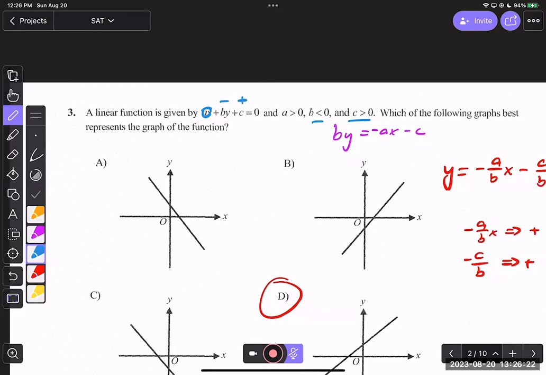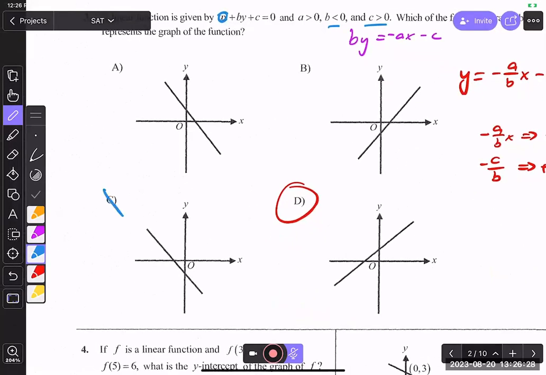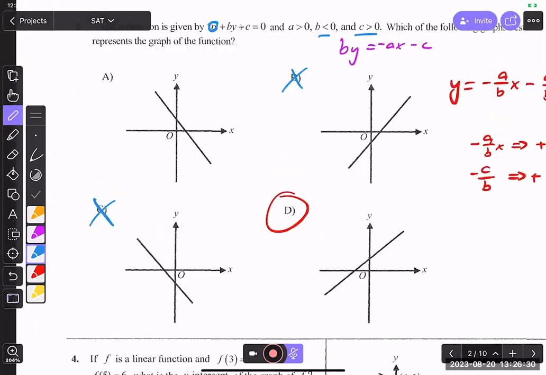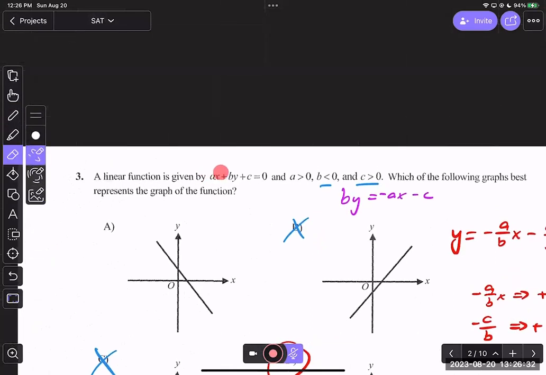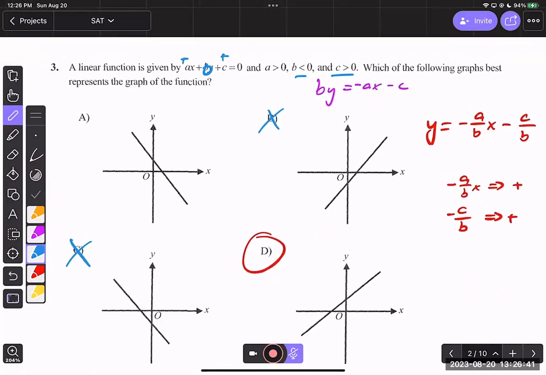Because you need a negative number plus a positive number. B is already negative, c is already positive, so y just needs to be positive. So anything with a negative value of y as the y-intercept is already wrong, so those two are gone. And then just do the opposite, right? So if y is equal to zero, c is positive, a is positive, x needs to be negative in order for this to cancel out, right? So your answer is D. Does that make sense?